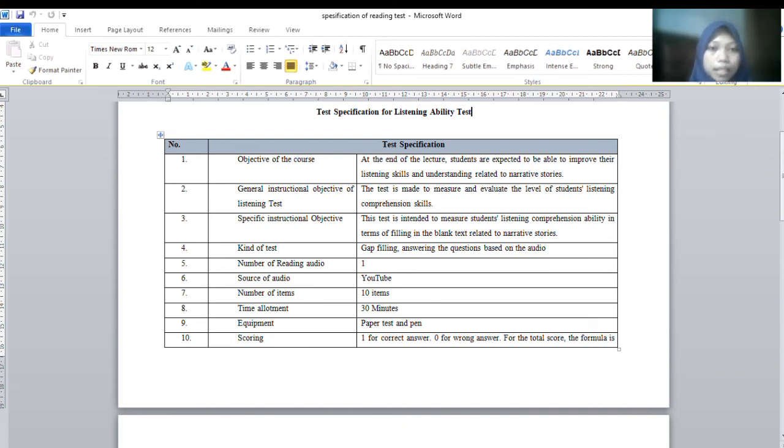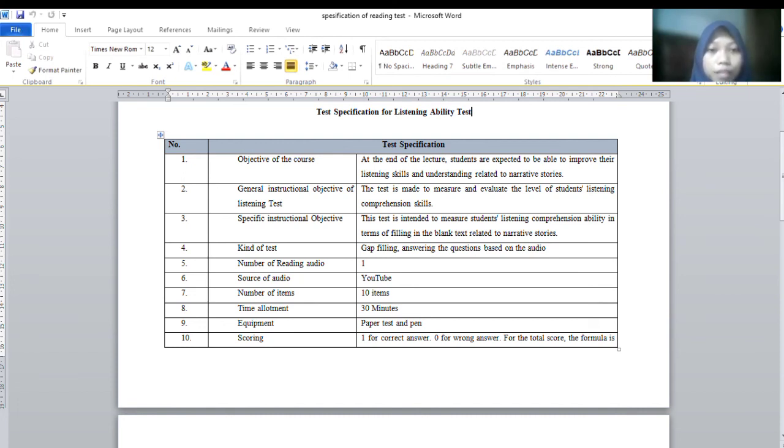The first is objective of the course. At the end of the lecture, students are expected to be able to improve their listening skills and understanding related to narrative stories. And the next general instructional objective of listening test. The test is meant to measure and evaluate the level of students' listening comprehension skills.